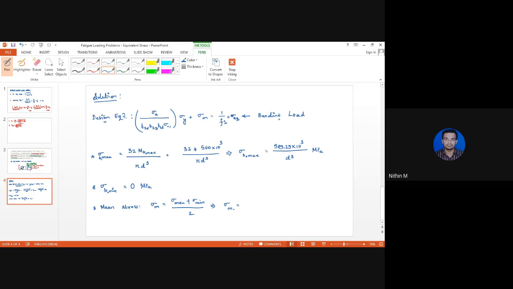Something like 4.5 comes, so it is roughly 254.5 into 10 to the power of 3 by d cube MPa. Is that the correct value? Sir, sigma b max comes to 5092.9 for me. 5092.9 into 10.